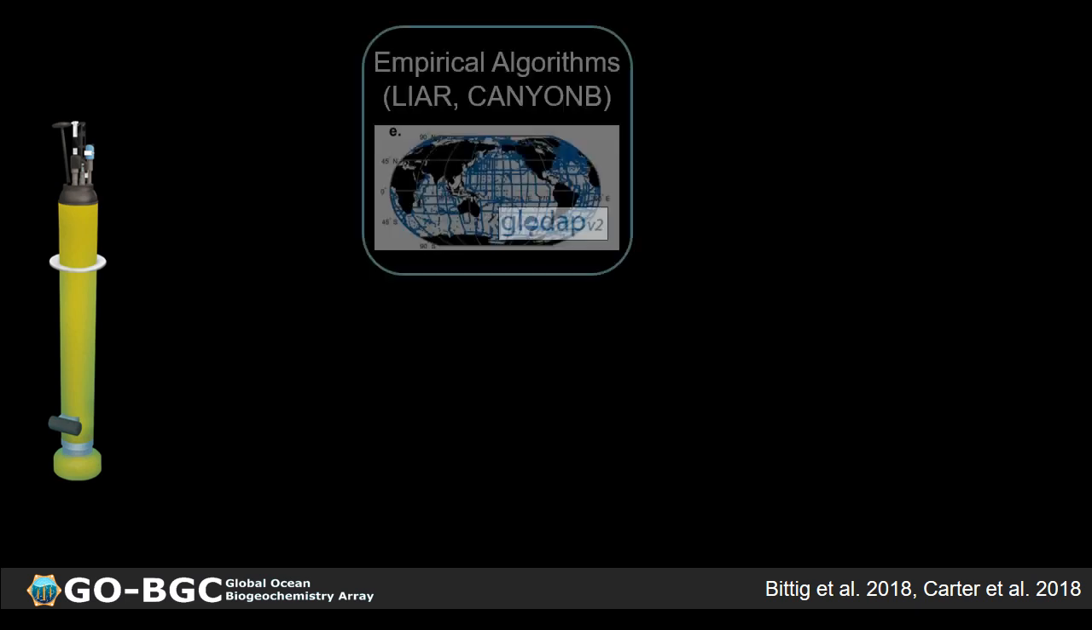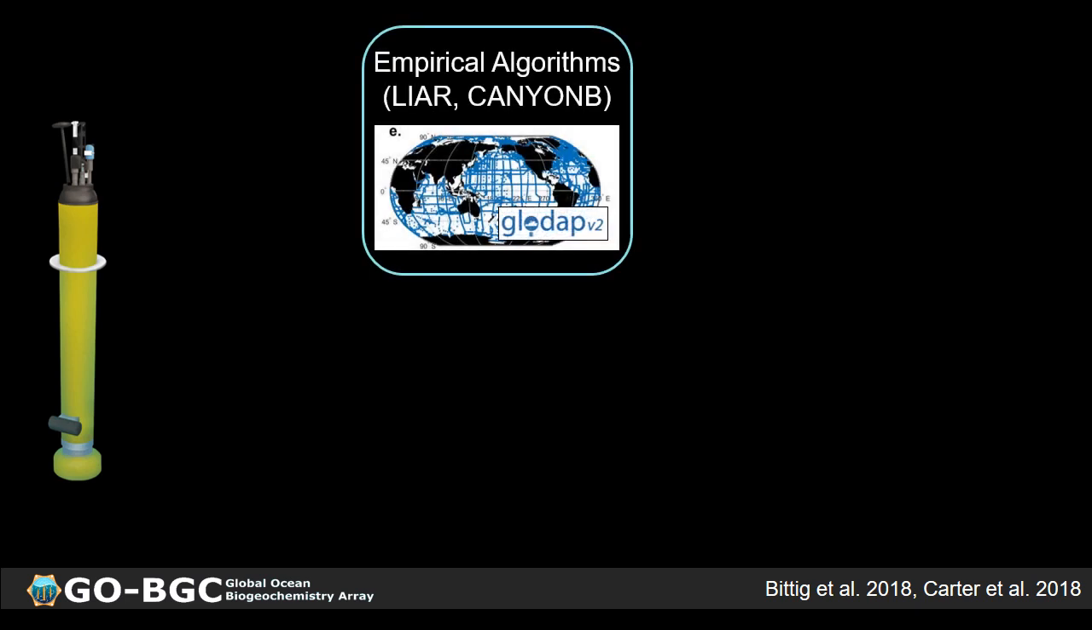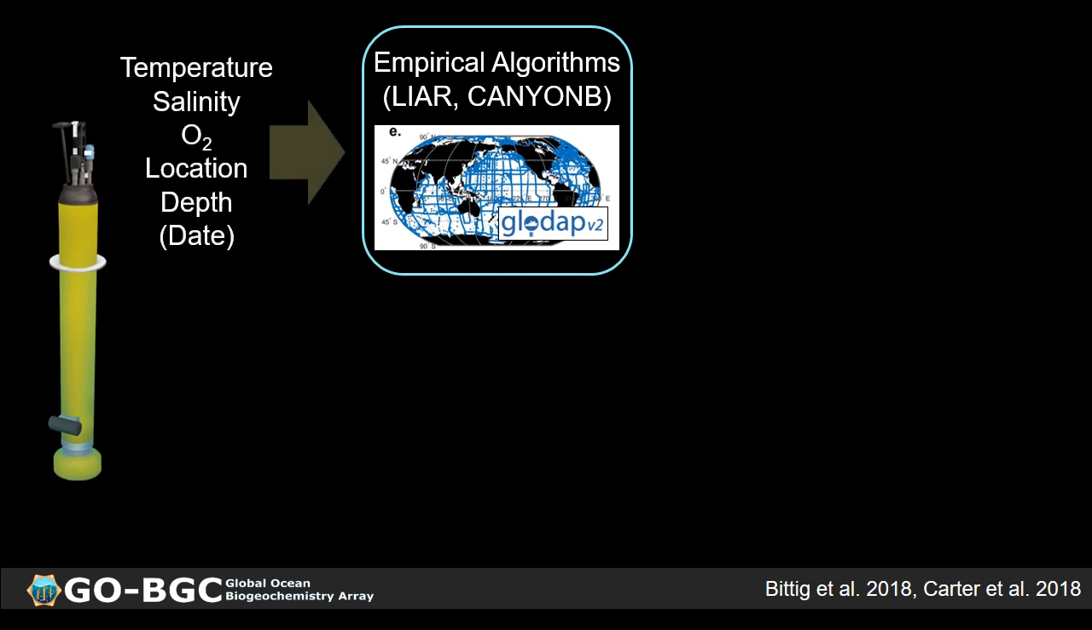So we estimate alkalinity from float measurements using, once again, these global empirical algorithms. In this case, to estimate alkalinity, we use LIAR or Canyon B. The inputs to these algorithms are the same: temperature, salinity, oxygen, location, depth, and date. And the output is estimated alkalinity with an accuracy of about plus or minus 6 micromole per kilogram globally.